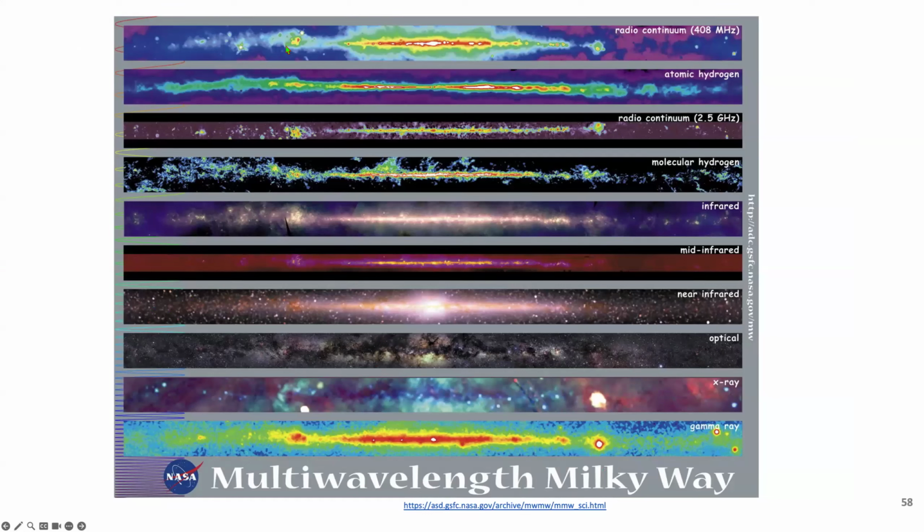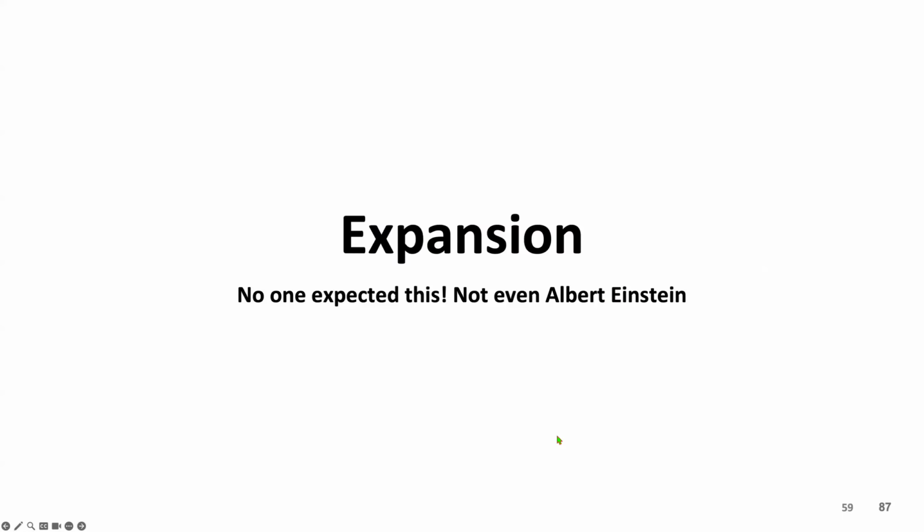Even looking out into the Milky Way, we can see differences in radio, infrared, optical, and X-rays, looking into the disk of the Milky Way, even gamma rays coming from places in the Milky Way. Okay, so now we've gone through that. Let's go back to the science.